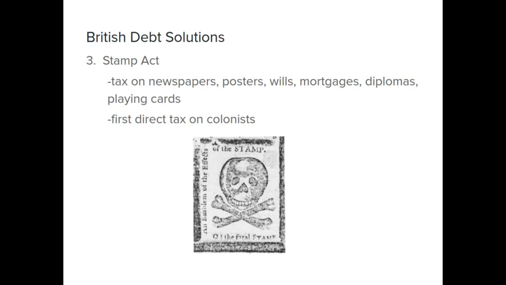It wasn't affecting a lot of people in a major way, but people were upset that they weren't being represented in Parliament, and Parliament was making these decisions to tax the colonists. So they were upset about this. And even though they weren't losing a lot of money off of it, they protested. The example that we see here of the political cartoon with the skull and bones on it is just showing the amount of disgust that the colonists had towards this new tax.